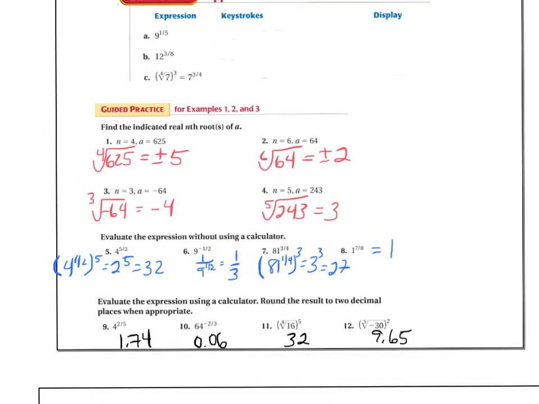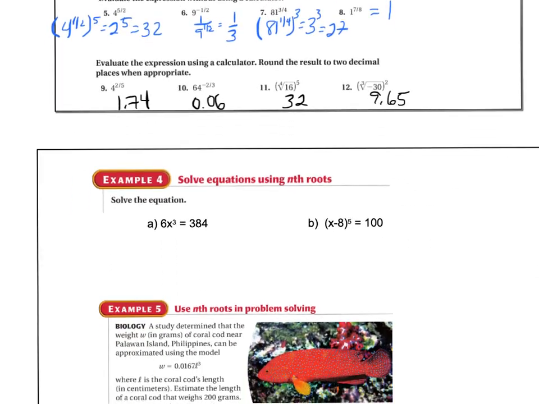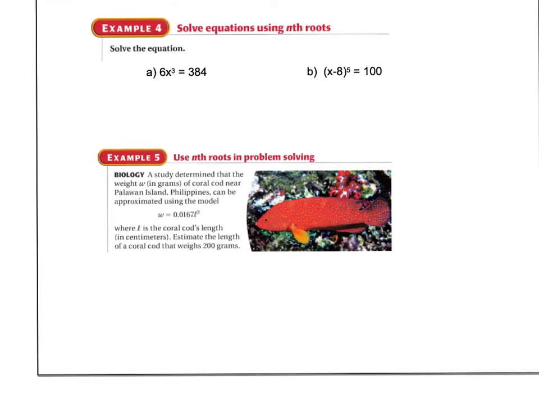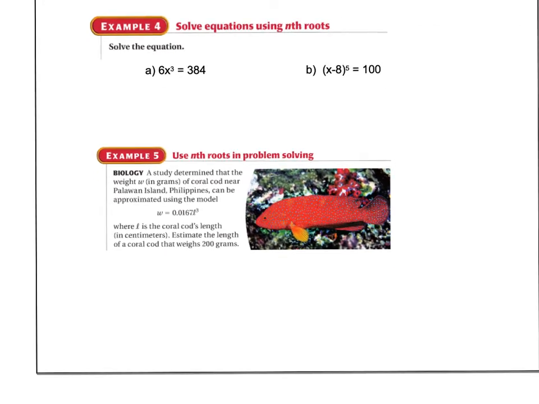Alright, and here are your answers for 9 through 12. Hopefully you rounded them correctly. Alright, let's move on to another example. And now we're going to take it another step further and actually solve equations that aren't just square roots, but maybe cube roots and 5th roots from what I see. This really isn't a new process. You've done this before with square roots, and so those rules still apply.